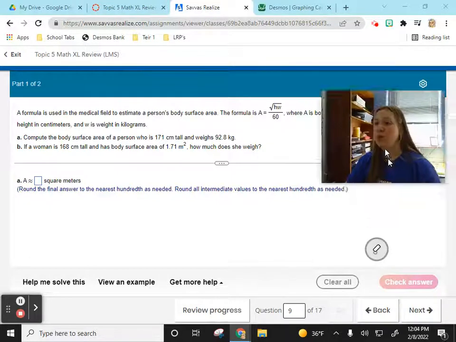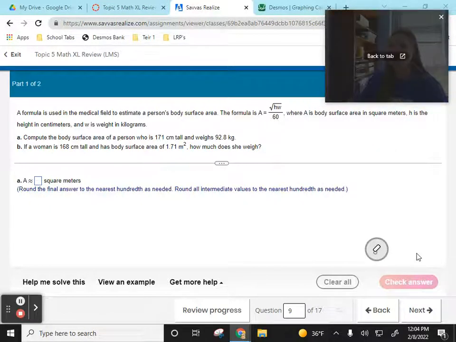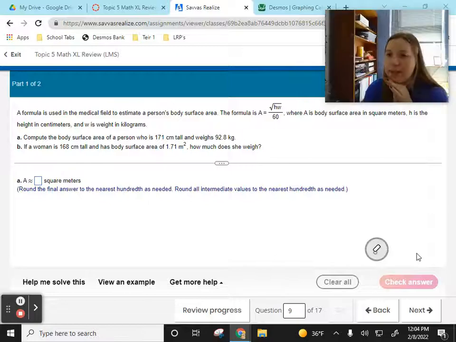Now we're getting into a word problem. I'll move my face to be in the right spot. It says a formula is used in the medical field to estimate a person's body surface area. The formula is A equals the square root of H times W divided by 60, where A is the body surface area in square meters, H is the height, and W is the weight in kilograms.